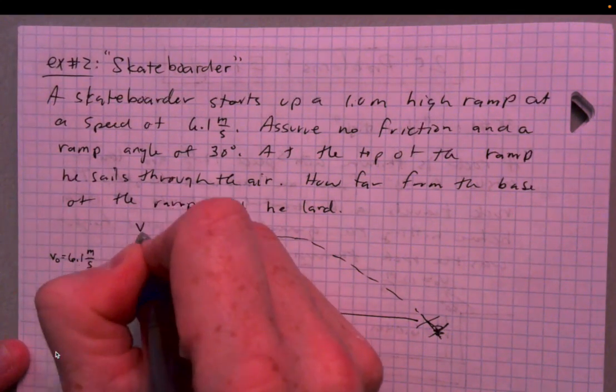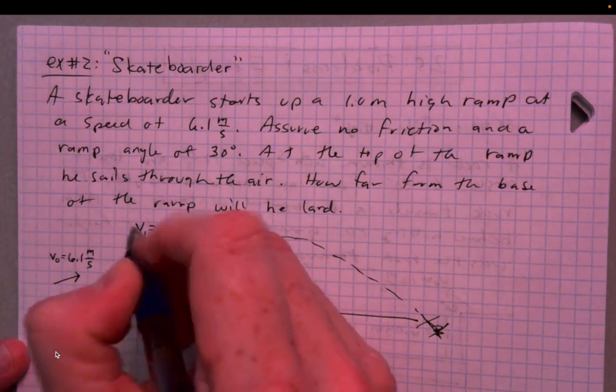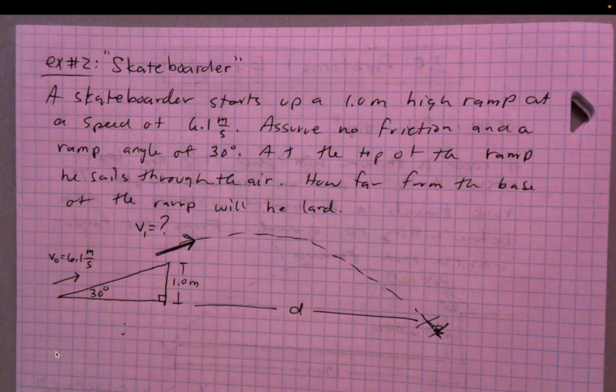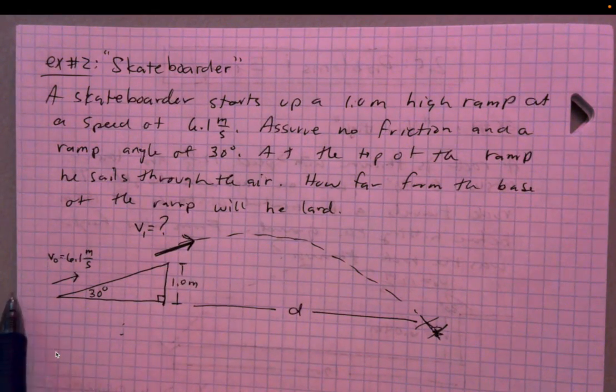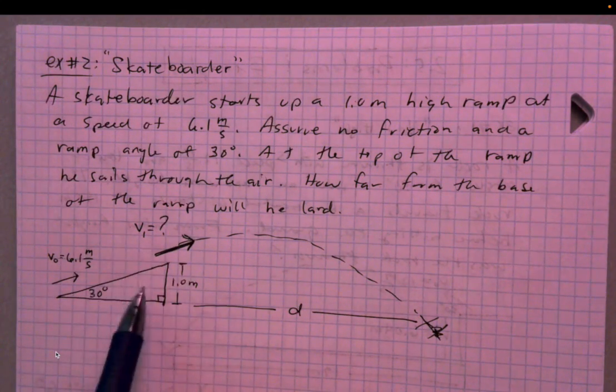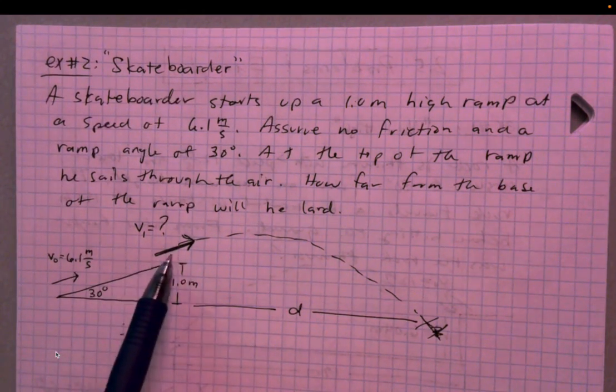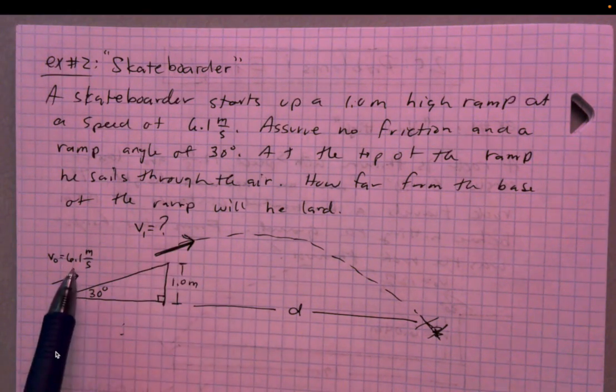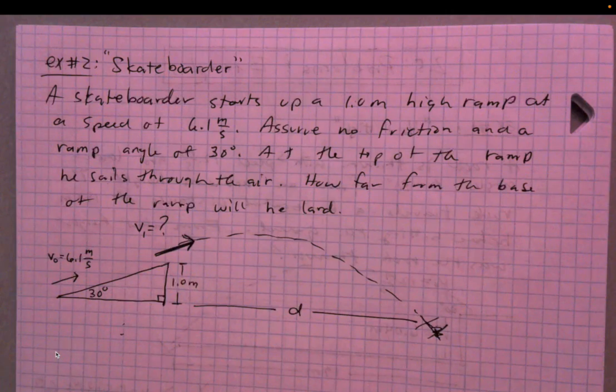We need what I'm going to call V1, velocity at the top of the ramp. Because you can imagine what's going to happen. He's got a certain velocity as he goes into the ramp, but he's going uphill there for some distance, and gravity is going to slow him down, and his actual speed as he goes into free fall is not going to be 6.1 meters per second. It's going to be something smaller.